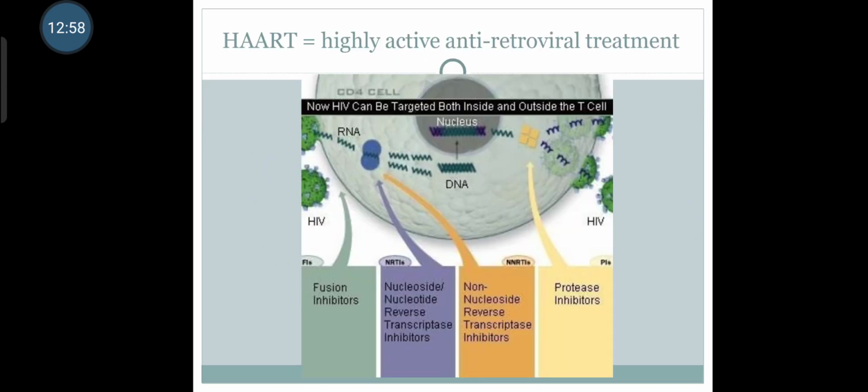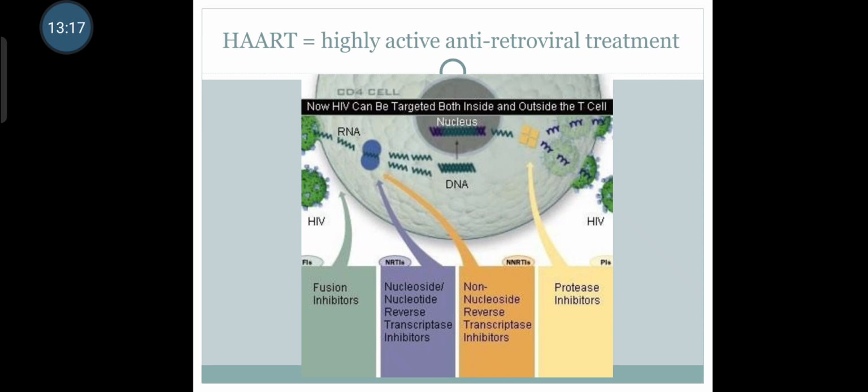Treatment options. The treatment given to the HIV AIDS patient is called HAART treatment or HAART therapy. HAART stands for highly active antiretroviral treatment. So which are these drugs? It consists of combinations of drugs of different categories.